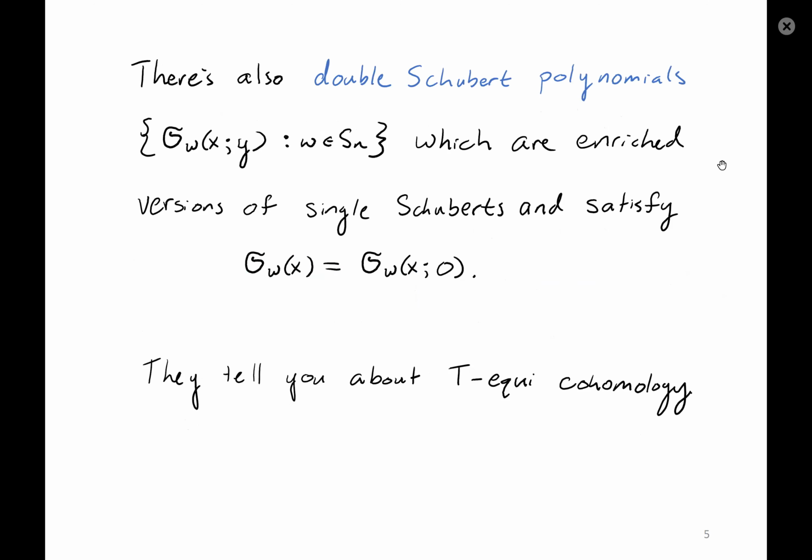There's also double Schubert polynomials, which are just richer versions of the single Schubert polynomials. Instead of just having x variables, there are also x and y variables. To get from these double Schubert polynomials back to single Schuberts, you just set all the y's equal to 0. So the moral of the story is if you can say something about double Schubert polynomials, you might as well, because it encapsulates everything that's going on with single Schuberts. And these double Schubert polynomials tell you about torus equivariant cohomology of the complete flag variety.